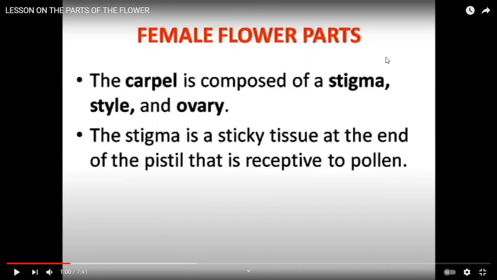So when the pollen is taken by, let's say, a bee or butterfly, or any other insect, or even the wind, it can be transferred to the stigma, right? And because it's sticky, it sticks to it and then begins to grow through the pistil.